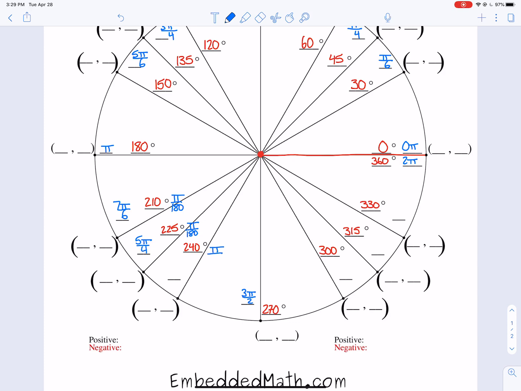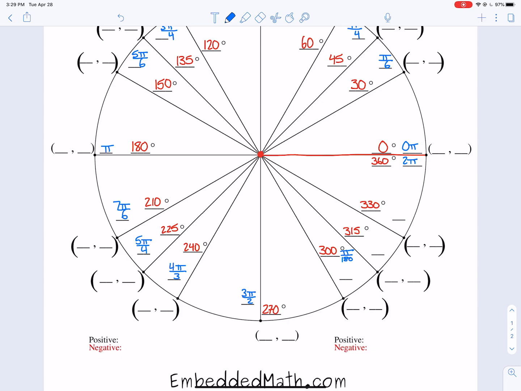And 240 times pi over 180. They both divide by 60. So that would be 4 pi over 3. All right, so that's that quadrant. We have one more to go. You can always just convert. That way you don't have to memorize all of them.